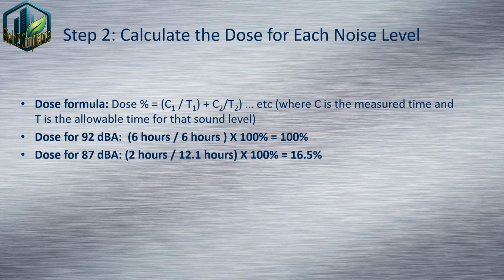Now for the 87 decibel exposure. The worker spent 2 hours at that level, but the allowable time was about 12 hours. 2 divided by 12.1 equals 0.165, or roughly 16.5% of the allowable daily dose. So this worker has already reached a full 100% dose from the first period and added another 16.5% from the second, and we'll add those together on the next slide to find the total exposure.